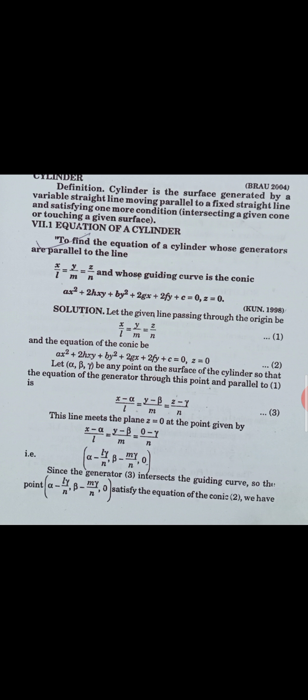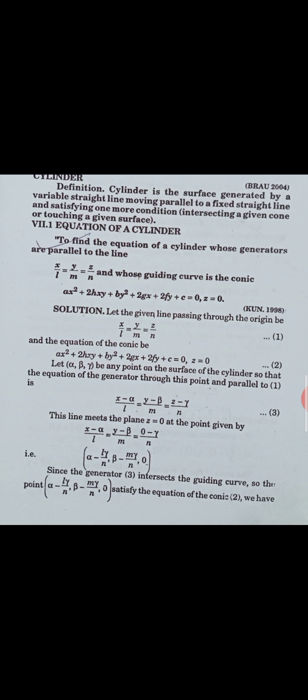This is equation second. Let (α, β, γ) be any point on the surface of the cylinder, so that the equation of the generator through this point and parallel to the first is (x − α)/l = (y − β)/m = (z − γ)/n. This is third. The line meets the plane z = 0 at the point given by (x − α)/l = (y − β)/m = (0 − γ)/n, that is, (α − lγ/n, β − mγ/n, 0).